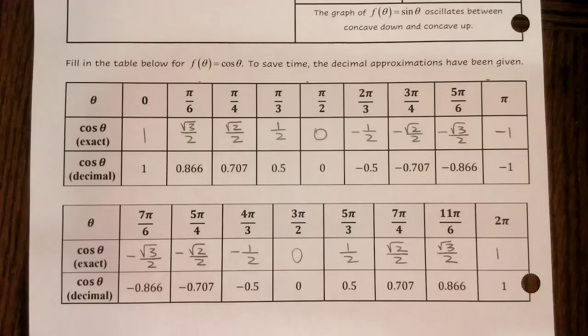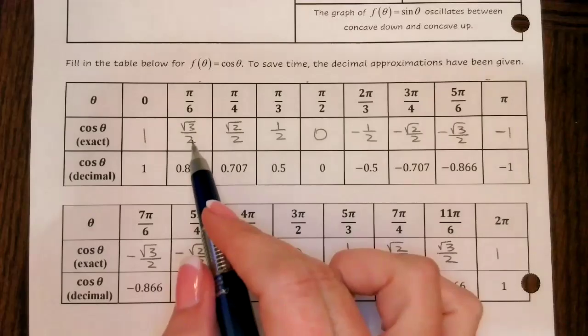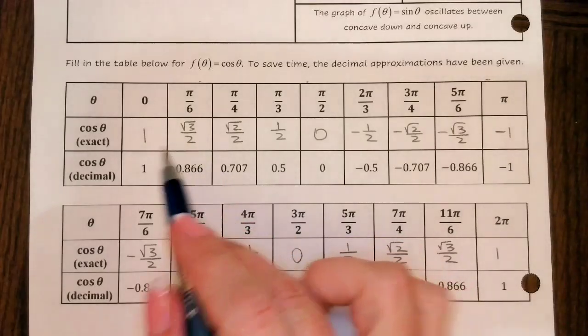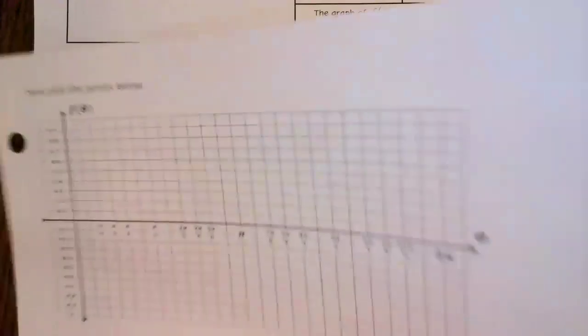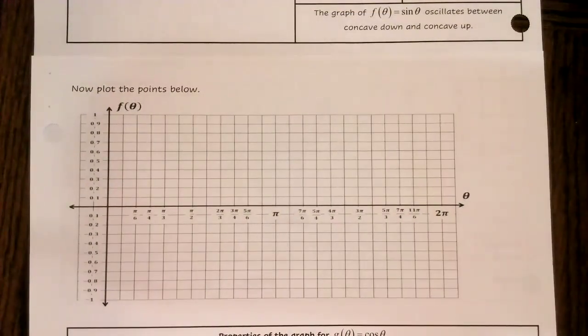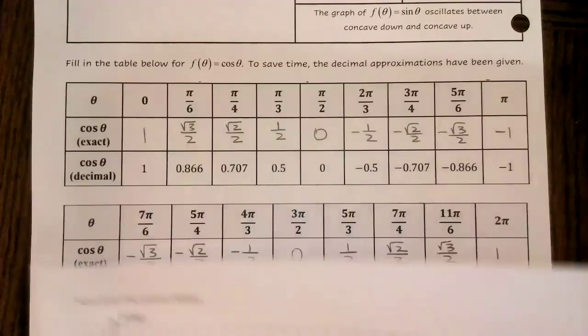Remember, cosine is the x values. So at pi over 6, our x value is root 3 over 2, and so on for all of these values. There are decimal approximations, so go ahead and take a minute to plot these points on the graph, which is in that next section there. So plot your points so we can see what that cosine graph looks like.